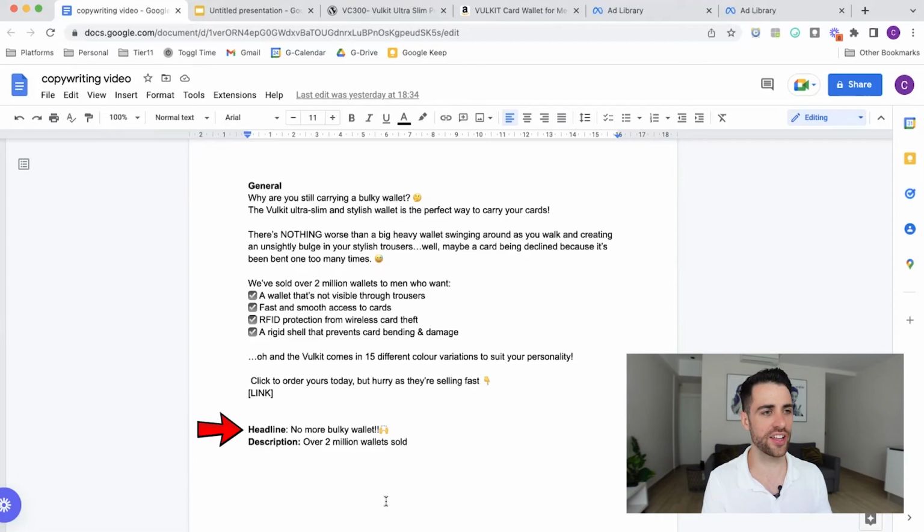And just another headline there, no more bulky wallet. Speaking directly to a problem, again, have a big list of headlines, hooks that you can use interchangeably. And for this one, I have used the description, but I wouldn't need to, it just depends. So I've used the description of over 2 million wallets sold, but you could use anything really there in the description.